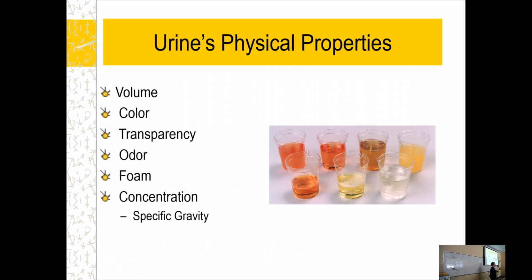So urine's physical properties, the things we're looking at: color, volume, transparency, odor, foam, and concentration. Like I said yesterday, we are not going to be wafting those urines and smelling those urines, but let me tell you, sometimes when you open that container, you're going to know. Things just kind of happen.